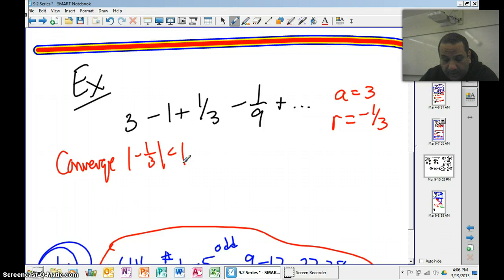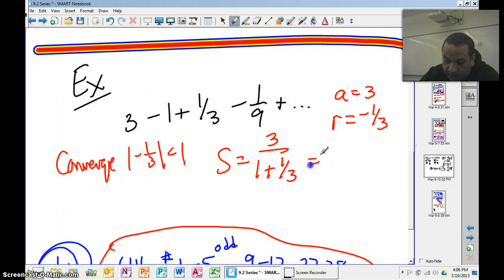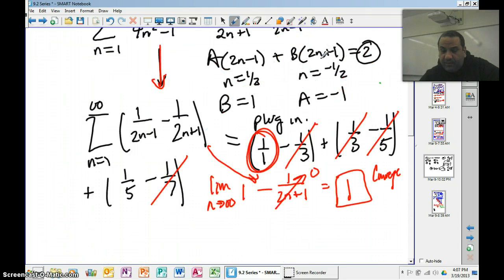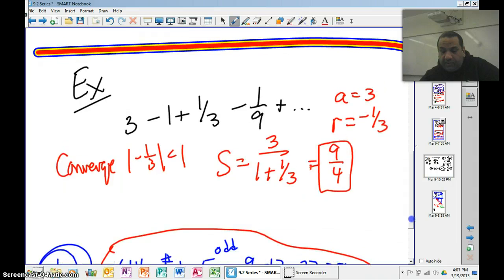So now the sum is equal to, from the last slide, a over 1 minus r. It's plus 1/3 because it was minus negative 1/3. This guy turns out to be, I believe, I don't know the answer, I think this becomes 3 over 4/3, 9/4. So different things to look for. You look to see if it's geometric. You try to do this if it's a partial fraction, and those are the types of problems you'll see.